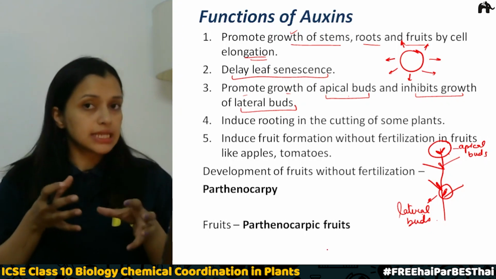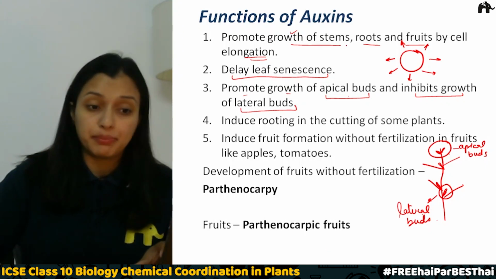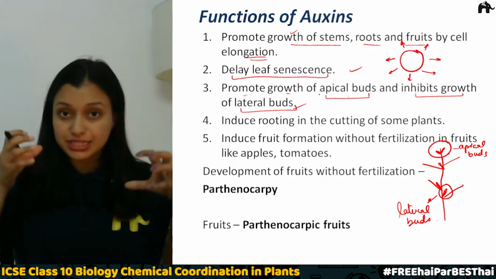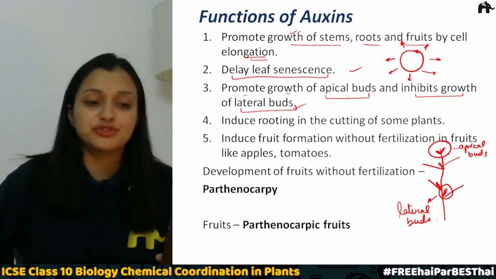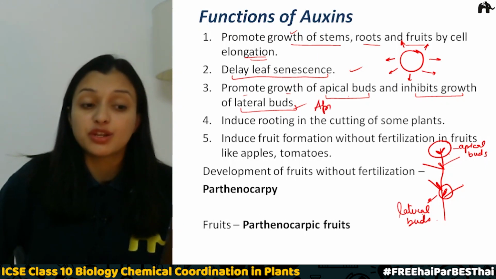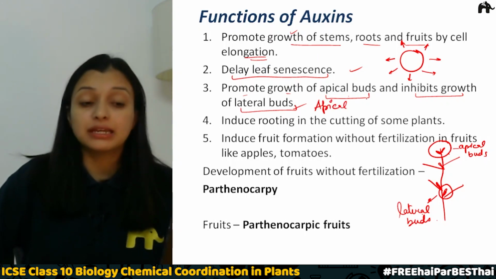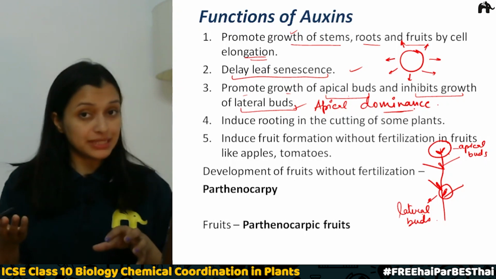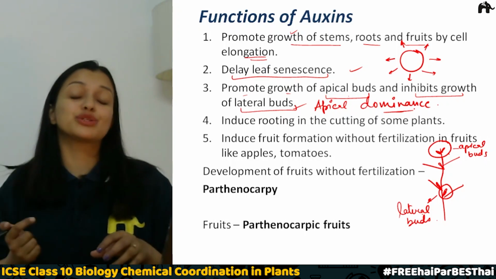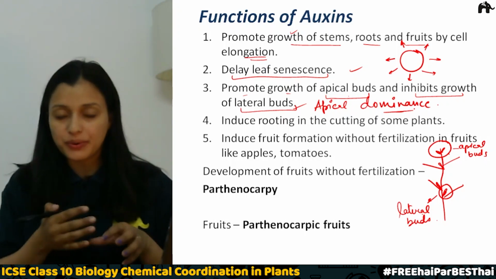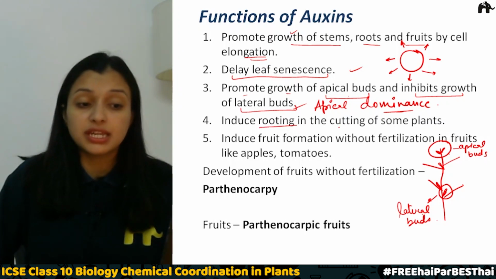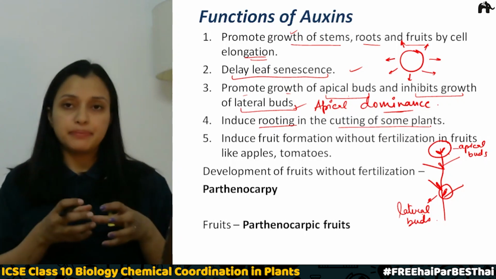So this promotion of growth in apical buds and inhibition of growth of lateral buds, this suppression of growth of lateral buds, this phenomenon is called apical dominance, right? So when the apical bud is present, the lateral bud's growth is suppressed. The next function of auxin is it induces rooting in the cutting of some plants.